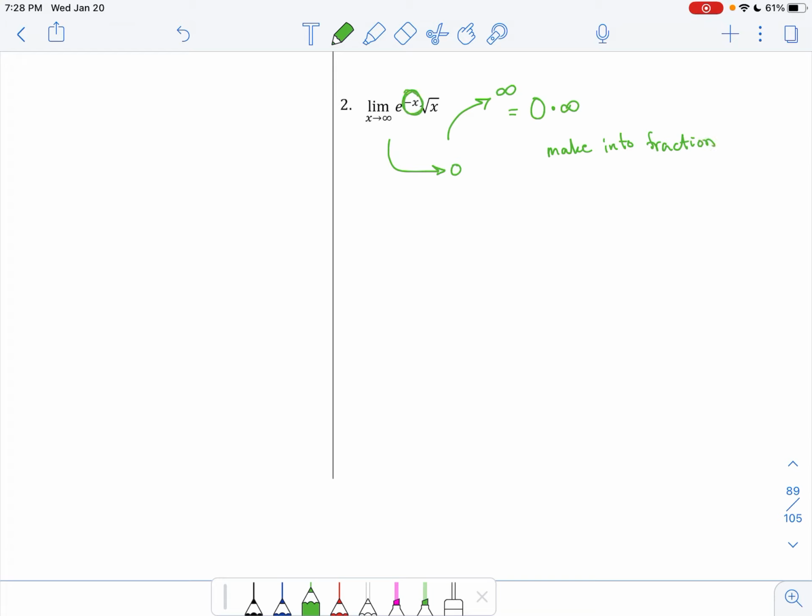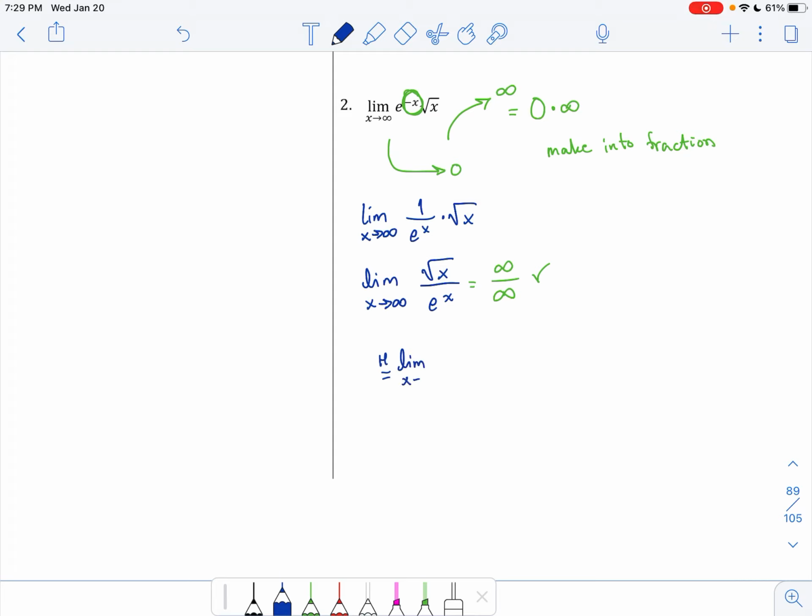Now in this case, I see a negative x. A negative exponent is pretty easy to turn into a fraction. So I'm going to say that this is the same as the limit as x approaches infinity of 1 over e to the x times root x, which is the same as the limit as x approaches infinity of root x over e to the x. And when I plug in infinity here, I do end up with infinity over infinity, because now the power on e is positive. And so then I can use L'Hopital's.